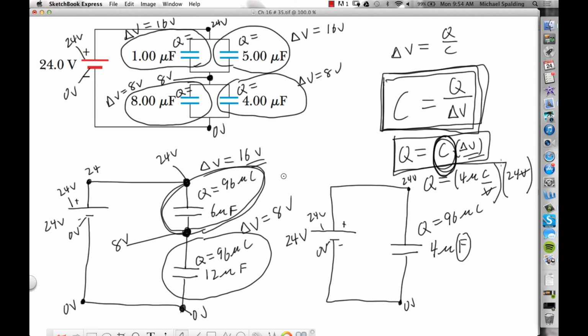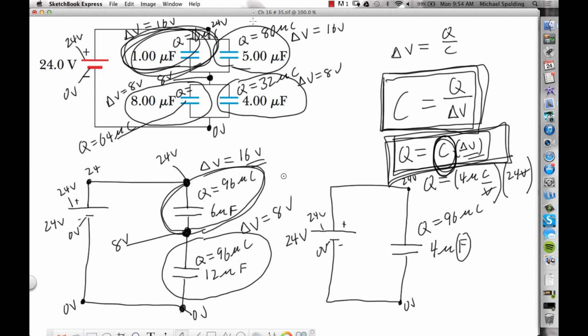Now all we do is we go to this equation right here. Charge is capacitance times voltage. So we're going to go 8 times 4. That's 32. Up here is going to be 8 times 8. So the charge on that plate is going to be 64 microcoulombs. Okay, up here the voltage is 16. 16 times 5 is 80. Yeah, 80 microcoulombs. And then this guy right here, what's the voltage? 16. 16 microcoulombs. So we got 16 microcoulombs, 80 microcoulombs, 32 microcoulombs, and 64 microcoulombs.